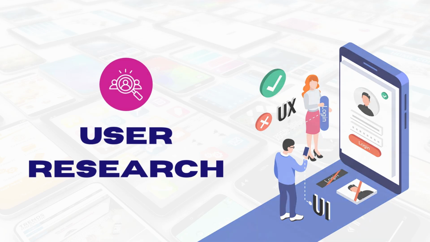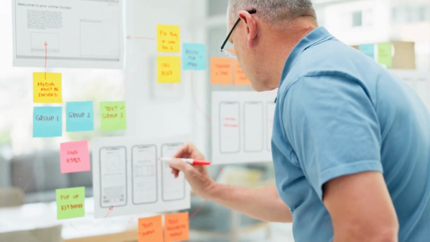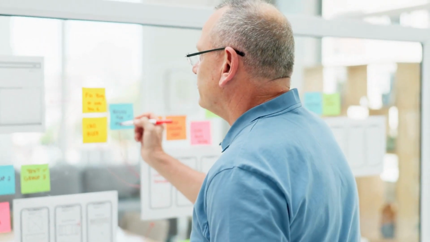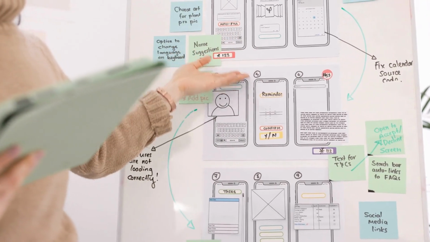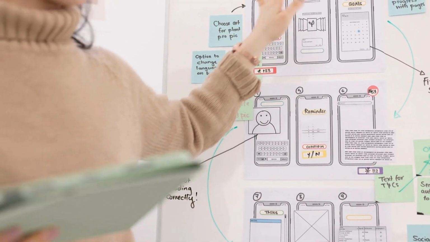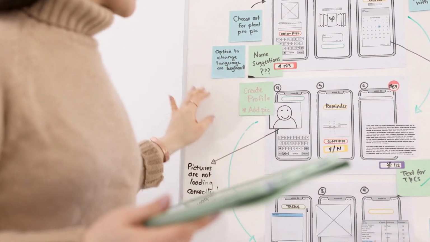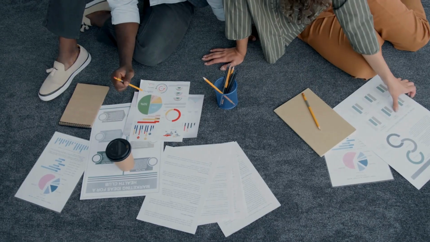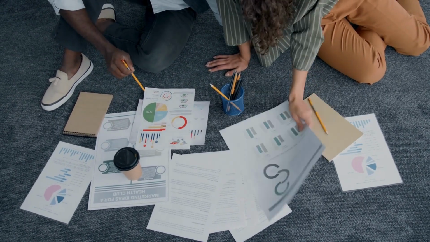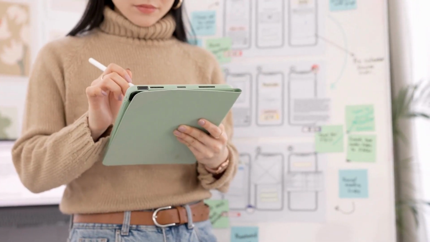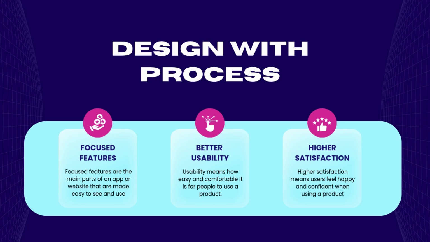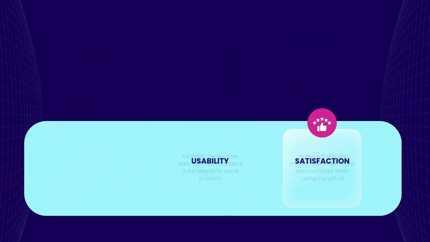First one is ignoring user research. Most of the people jump into design without understanding the users. Why user research is important is, without research you're just guessing. User research reveals what problems users actually face and what they really want or expect from your product. With user research, you'll know the purpose of your design. It helps you to make decisions based on data and not on opinion. This will result in focused features, better usability, and higher satisfaction of the users.